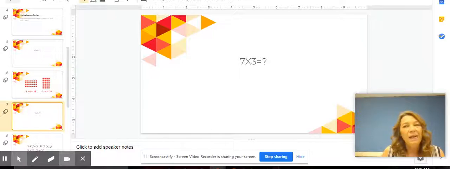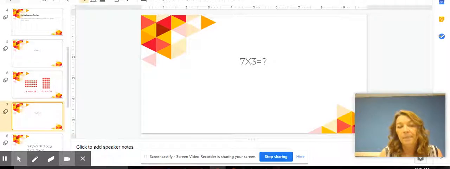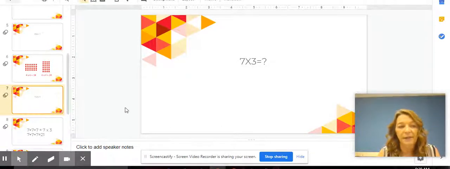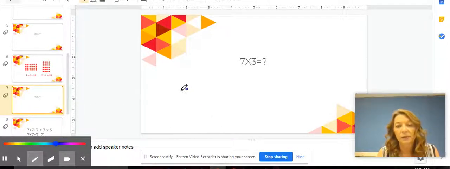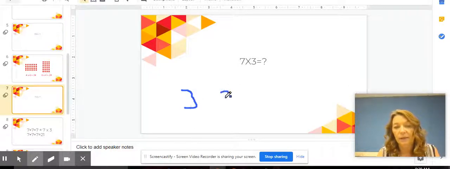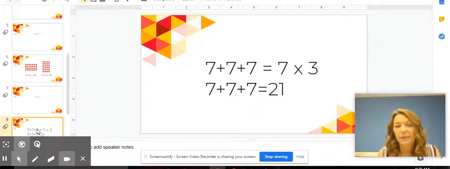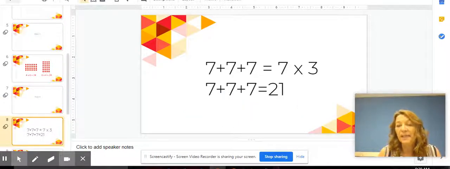7 times 3. I don't know my sevens very well at all, so I have to find a different strategy that I can look at. 7 times 3 is really saying that I have 7 groups of 3. But boy, that's really hard to look at when I have 7 groups of 3. So that's a group of 3, another group of 3, another group of 3, another group of 3. Is there an easier way to do this? I think so. We can flip-flop this so that we can look at something easier. And we can say it's 3 sevens.